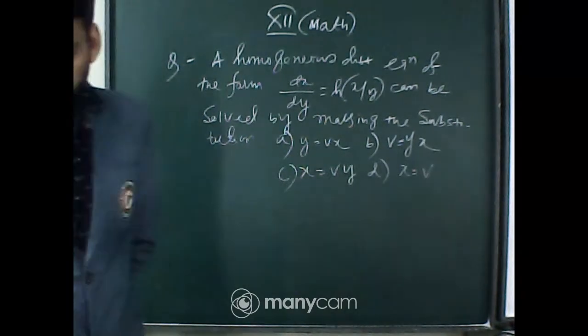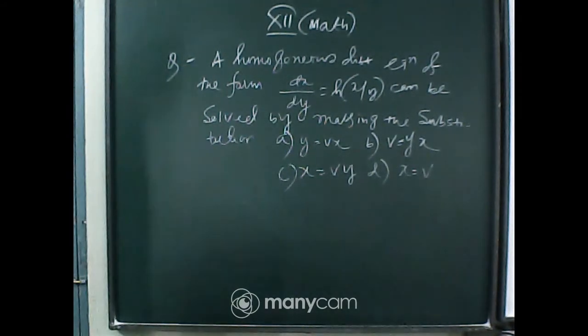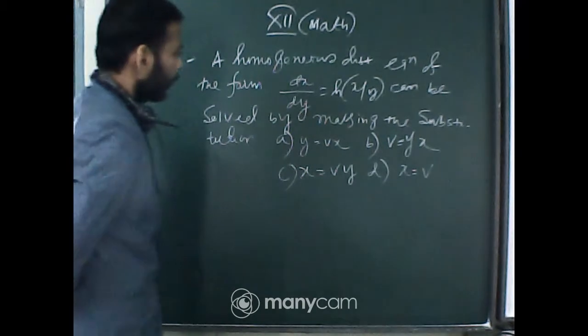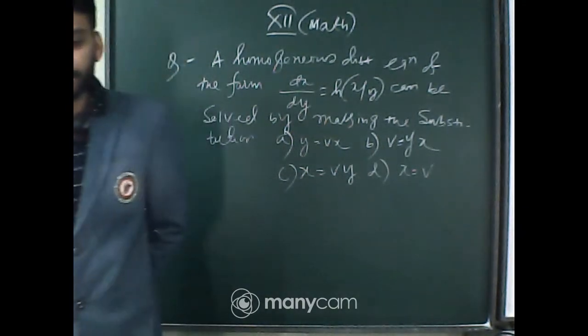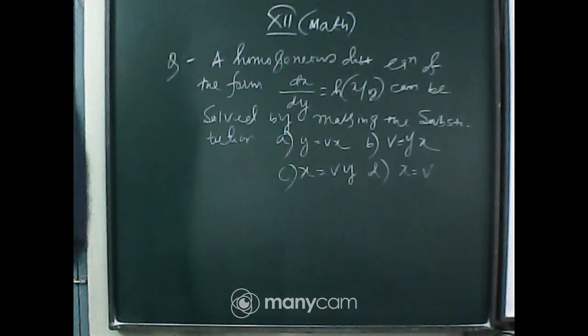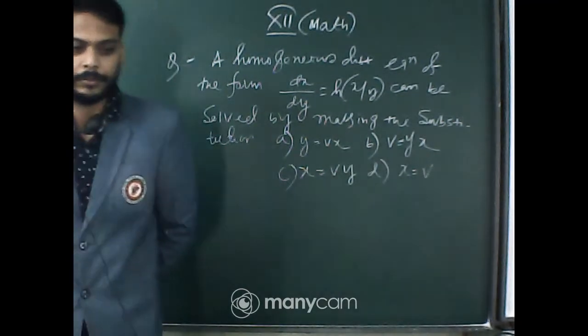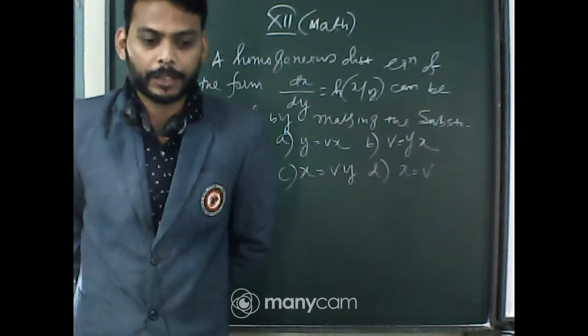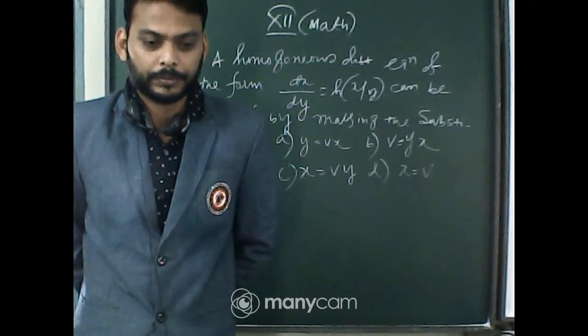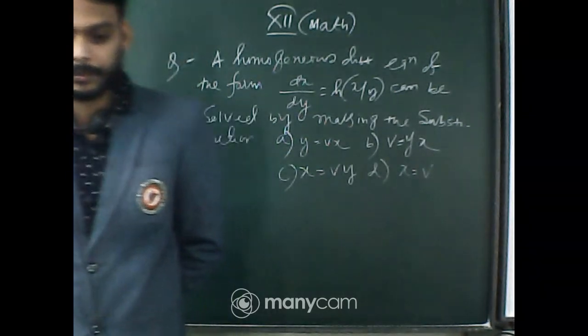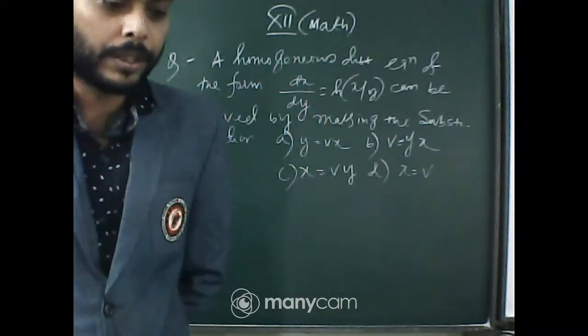Akash is saying option C, x equals vy. Why, Akash, is it x equals vy? Can you explain it? And where are the rest of the students who are doing the class?